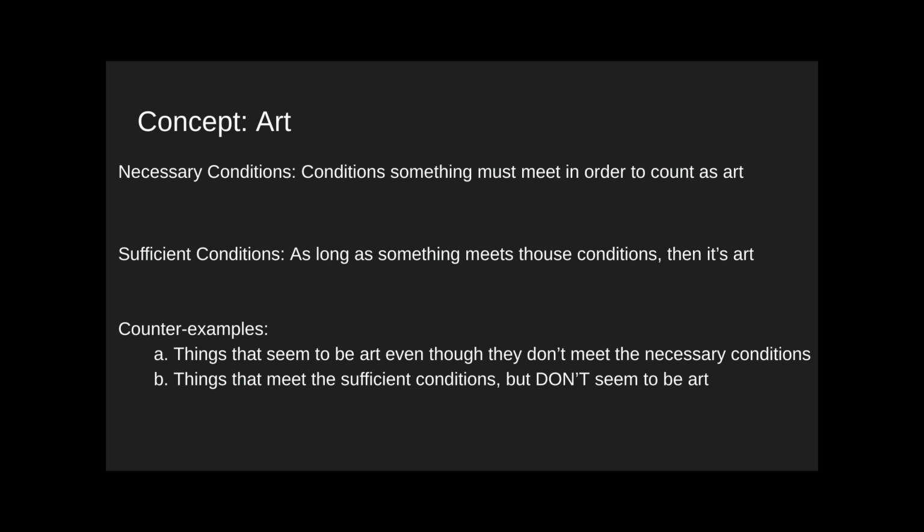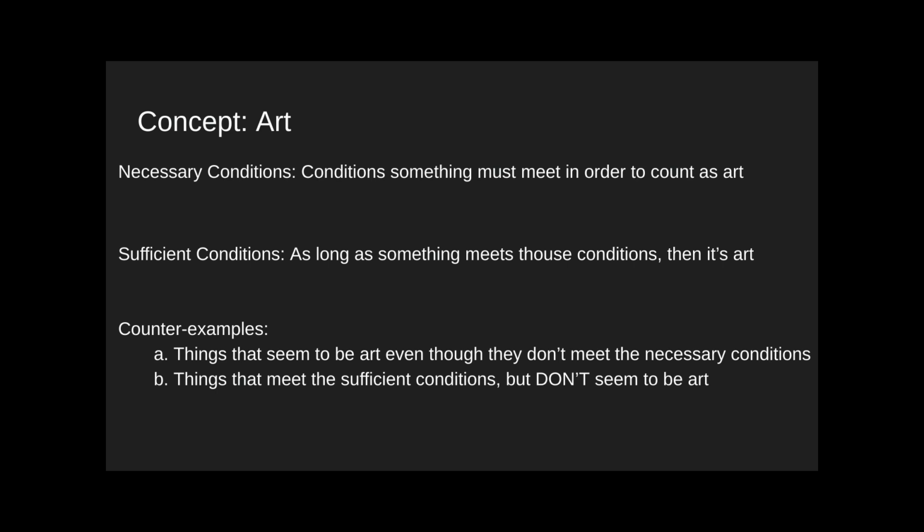So, first of all, you want to think about stuff that might seem to be art, even though it doesn't meet the necessary conditions that you lay out in your definition. Because remember, a necessary condition is supposed to be something that something has to have in order to be art. So, if there's something that's a piece of art, but doesn't meet those conditions, well, then it seems like your definition has left something out.